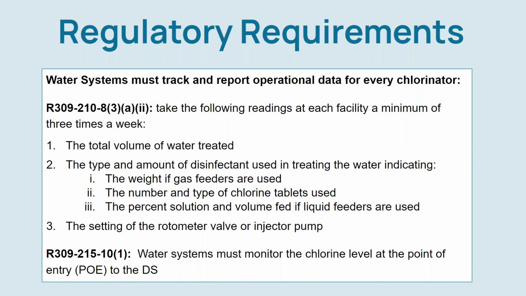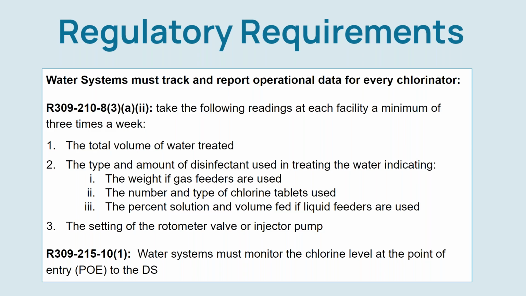R309-210 requires systems operating chlorinators to take operational readings at least 3 times per week. The required readings vary depending on the type of chlorinator, but generally systems should be checking things such as the total volume of water treated, the type and amount of disinfectant used, and the setting of the rotometer valve or any pump settings.